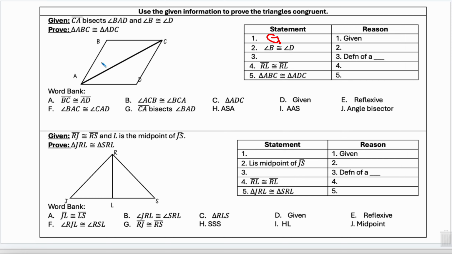So if I mark that, CA is cutting BAD, so B to A to D. That means this angle down here is being cut in half, which means I can put curves here and here. It also told you that B and D were congruent, so angle B is congruent to angle D. Well, why do I know that? It was also given to me, and given is the reason D.